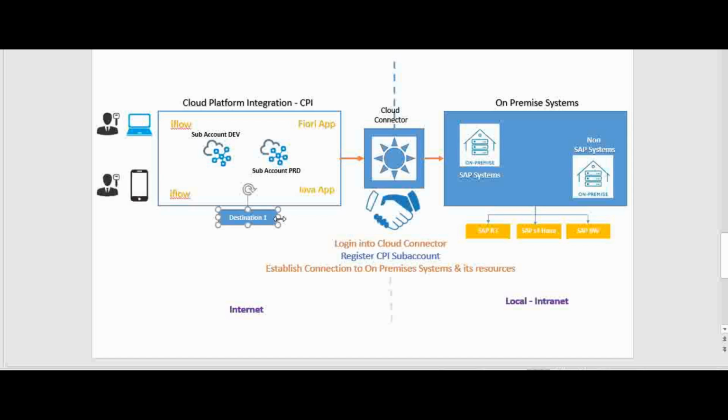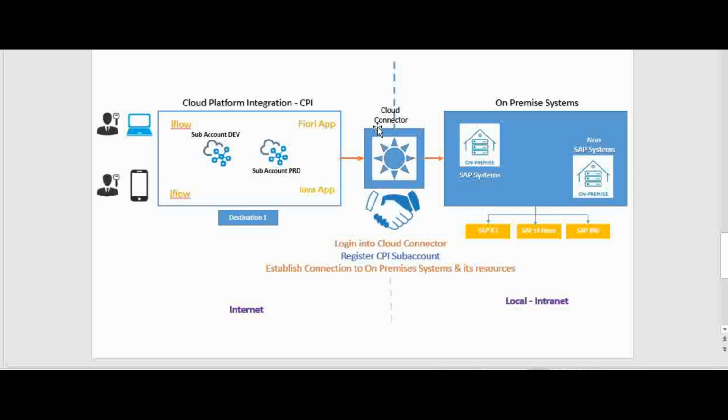So we have to create destinations in the cloud integration platform. Once our whole connection is established, then I'll be creating a destination for each server I am connecting to. In this case, I will create 3 destinations. One destination for R3, one destination for HANA, and one destination for BW.